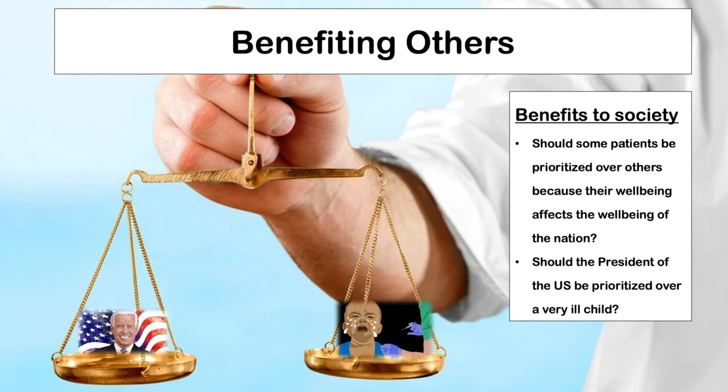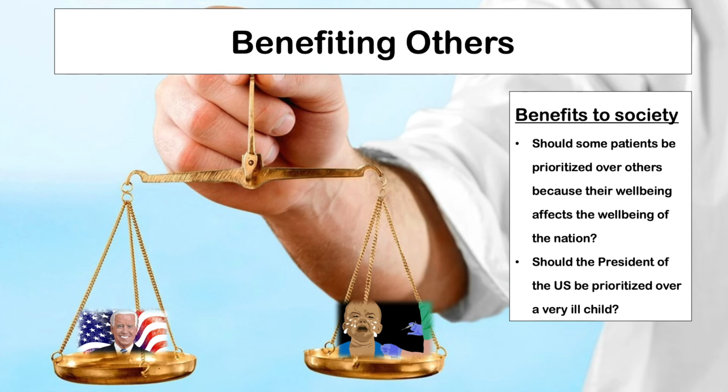One of our considerations would be, well, if the president doesn't receive the proper treatment and their health is not restored, that's going to affect the whole country. It's going to affect millions of people. It's going to affect the government. Everything is going to be in distress. So maybe we should prioritize the president of the US over a very ill child. So then the question will be, should we prioritize a very ill child and leave the president behind?